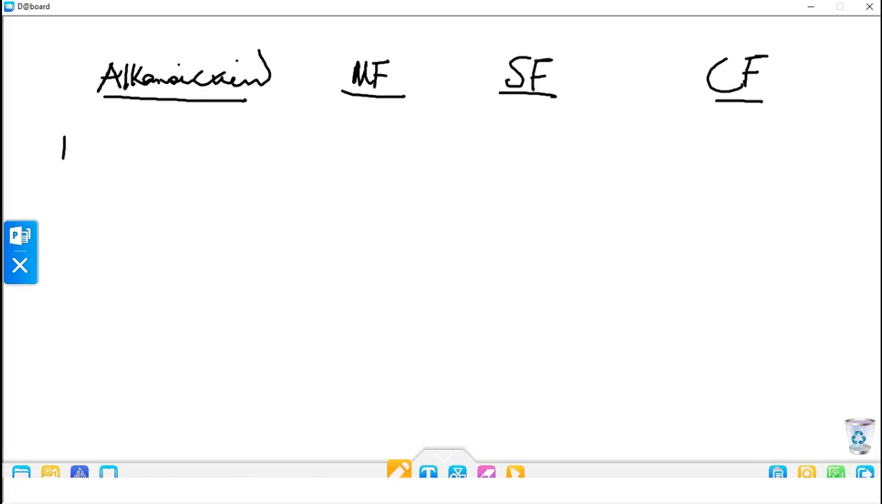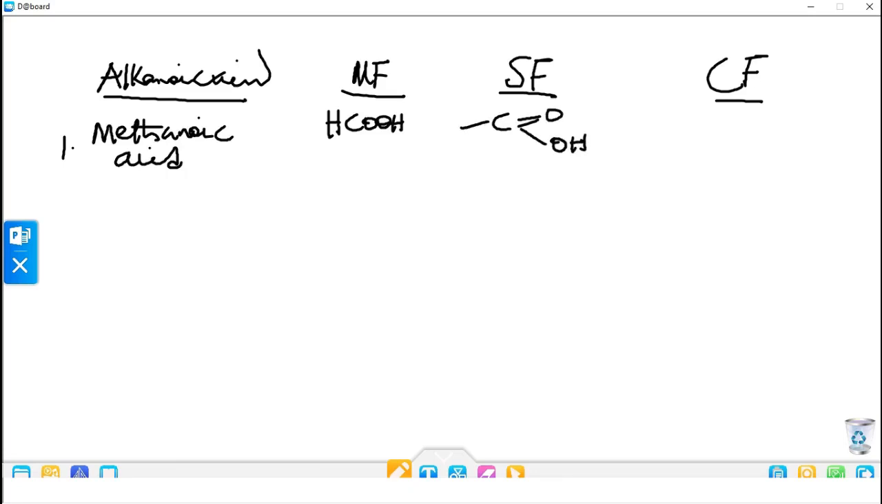So the first member is methanoic acid, with the molecular formula HCOOH. The structural formula will be COOH and H. This is how the structural formula for methanoic acid looks like.